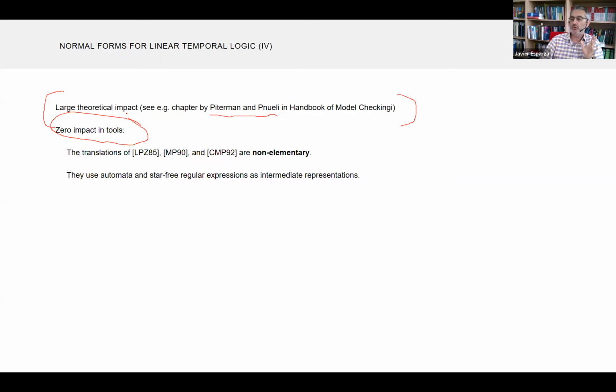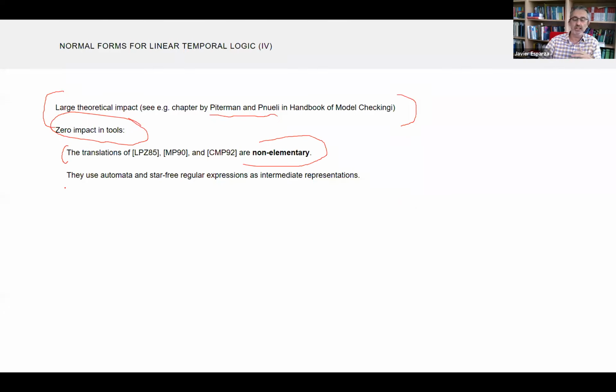I don't think you will be able to point me to a tool which is using any kind of normal form for LTL. And the reason is very clear. The reason is that these three translations that I have presented to you, translations of arbitrary formulas in temporal logic into formulas in the normal form, these normalization procedures, they all have non-elementary worst case complexity. There are some other ones which can be triple exponential or things like that in the literature, but horrible.